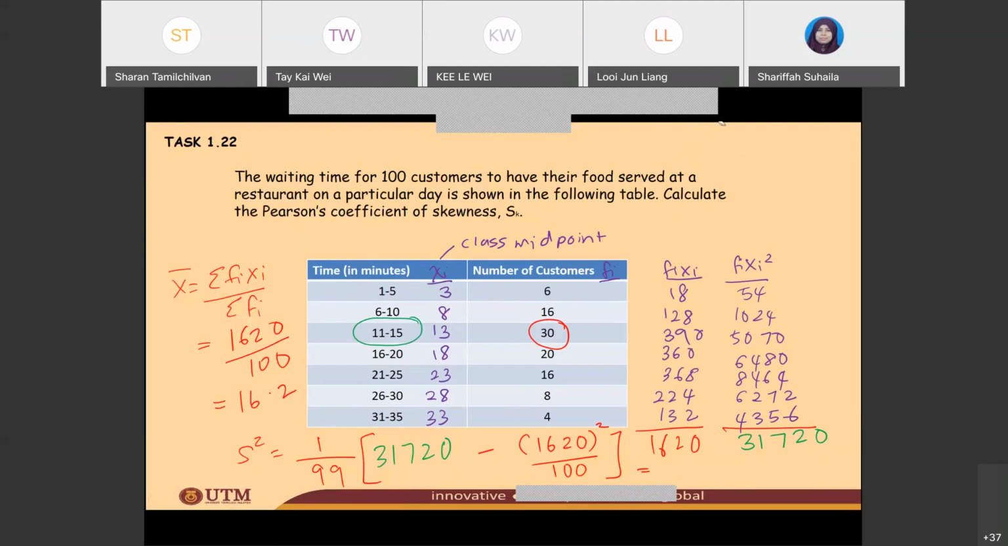Okay, the answer? S square? Anyone? Give me the value of S square and also S. S square is 55.31. Okay, square root 7.437, yeah? Okay, thank you.